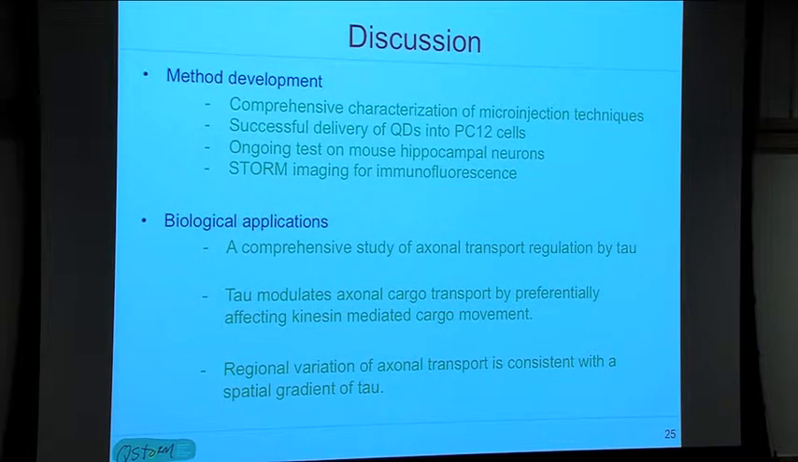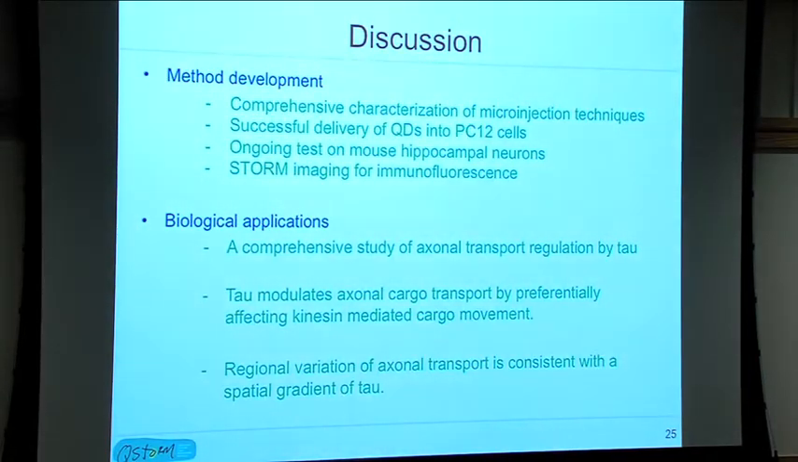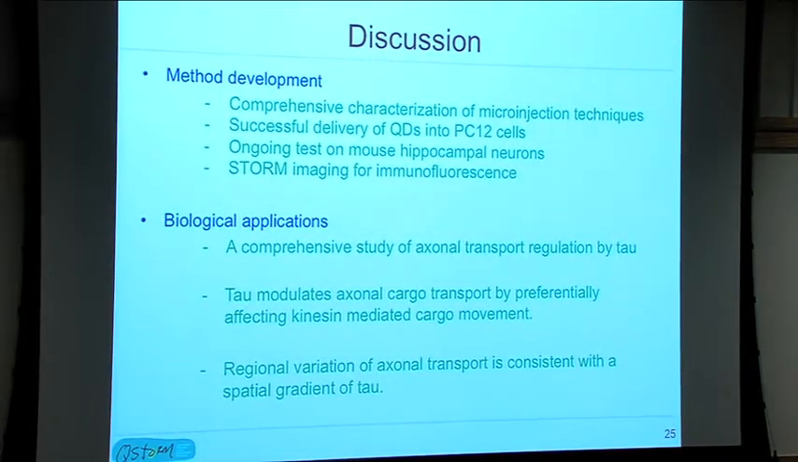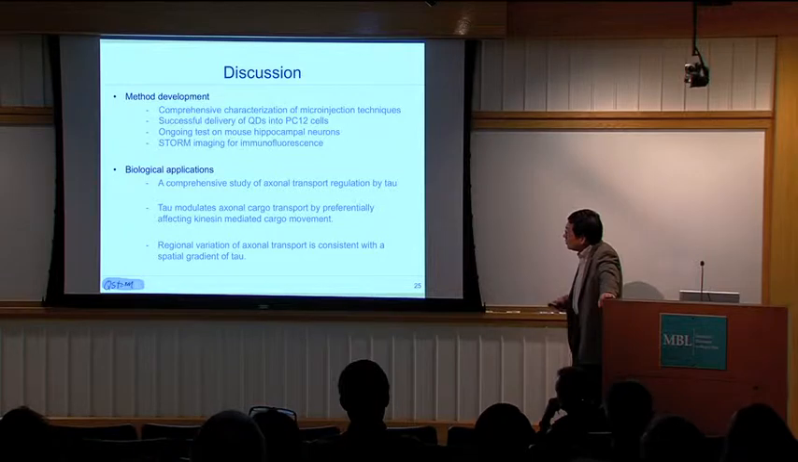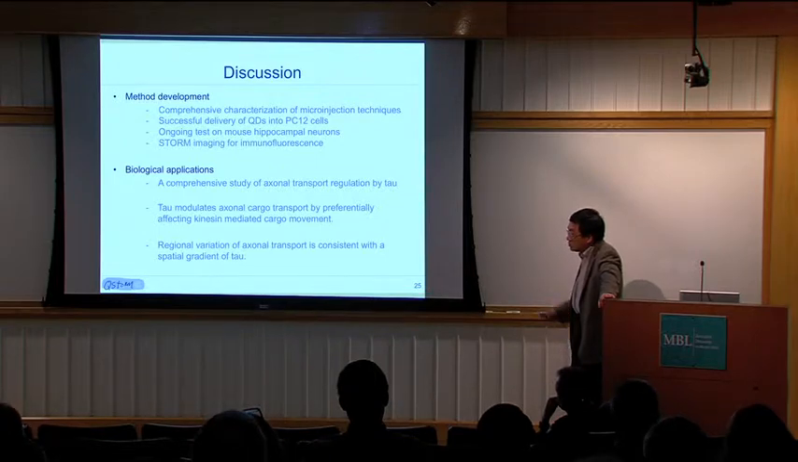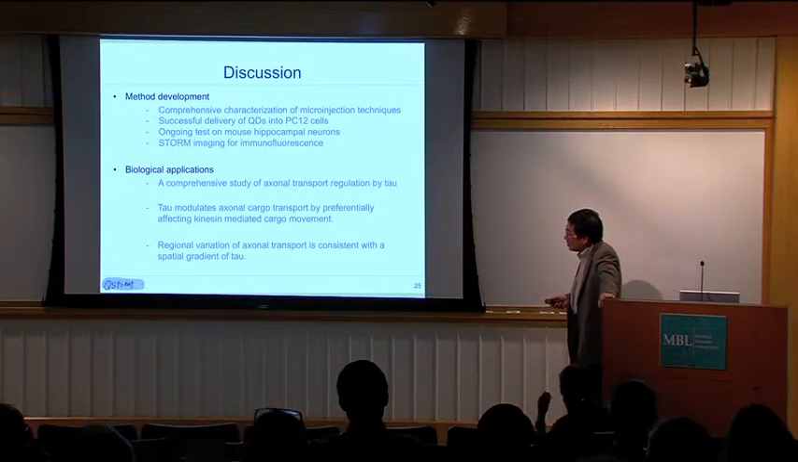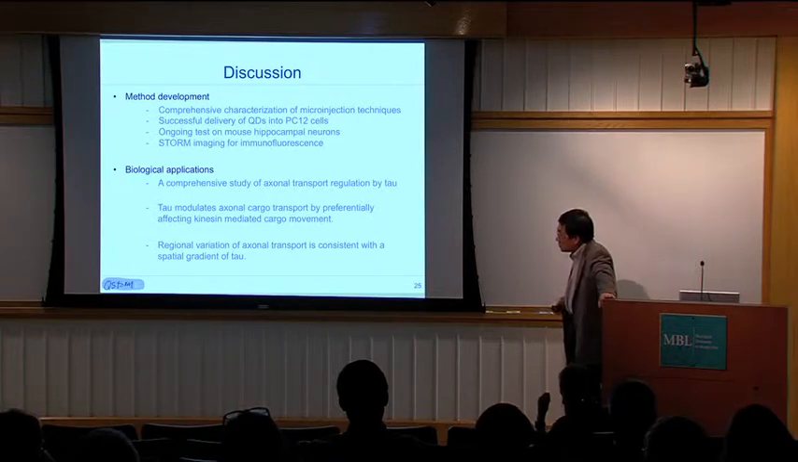Now, from the biology side, we have done a very comprehensive study of axonal transport. Unfortunately, I only have a little bit of time to talk about the results. But what we learned is that tau modulates cargo transport, preferentially affecting the kinesin-mediated cargo transport, meaning the transport going towards the synaptic terminal. This modulation is consistent with the spatial gradient of tau. It's region-specific, but also cargo-specific.